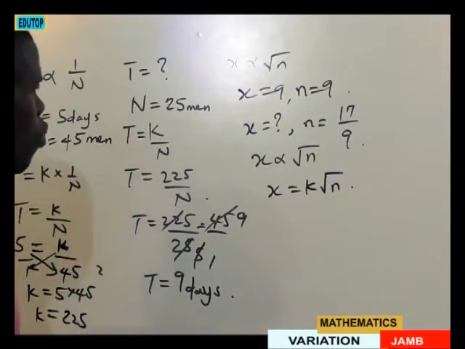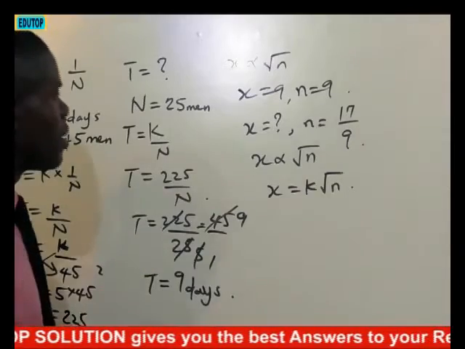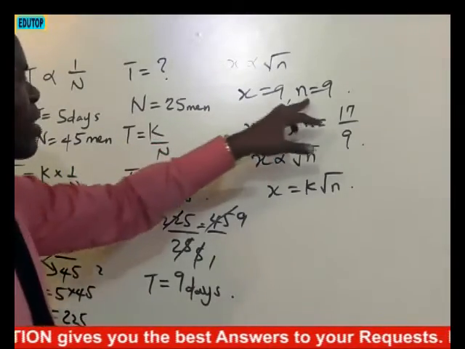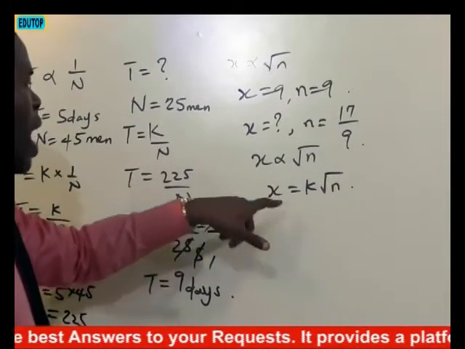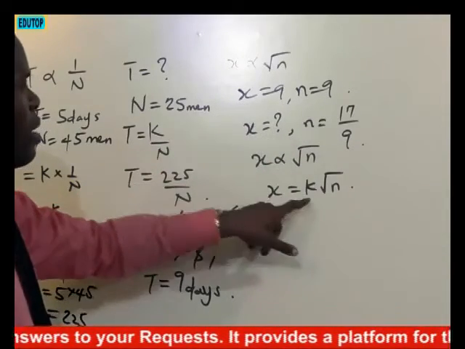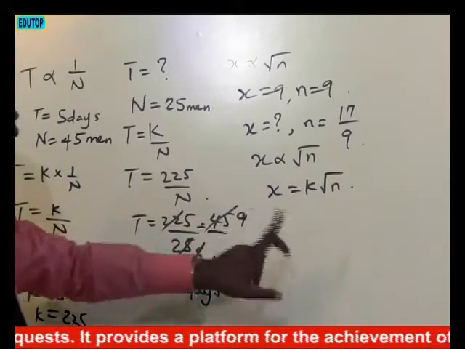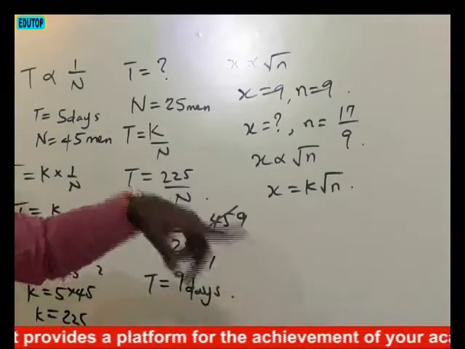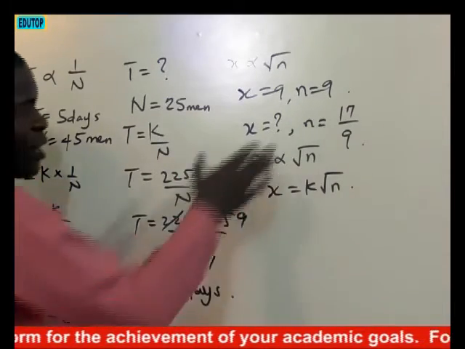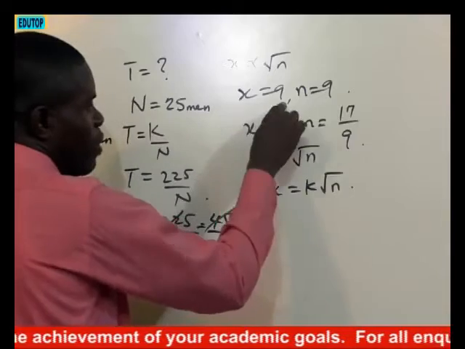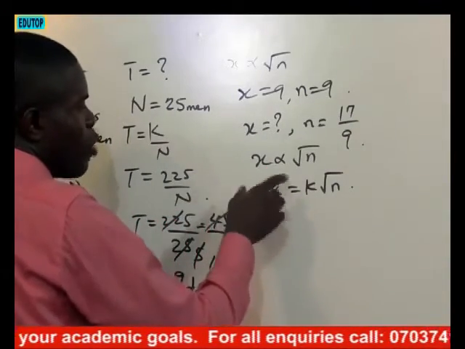So in this situation, we use the first value, because the concept of variation is that they will give you the two known values first. They will now ask you to determine the value of k. After you have determined the value of k, they will give you one of the values again, asking you to look for the second one. So that is the way it is done. You can see the value of this is given, the value of this is given. So we have to look for k first. Having calculated k, then they will now omit.